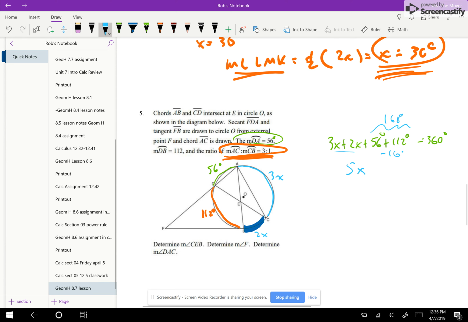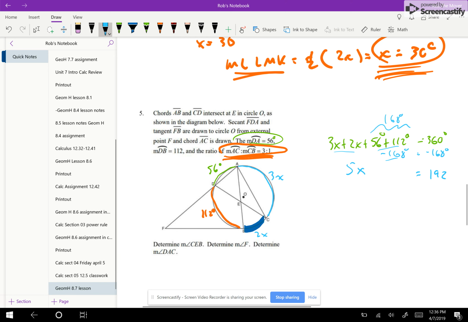Let me go ahead and subtract 168. 168. Notice I'm showing my algebra on both sides of the equation. On the left side, I'm going to get 0. So 5x plus 0 is just 5x. On the right side, that is almost 200. It's 8 away from 200. That's 192.